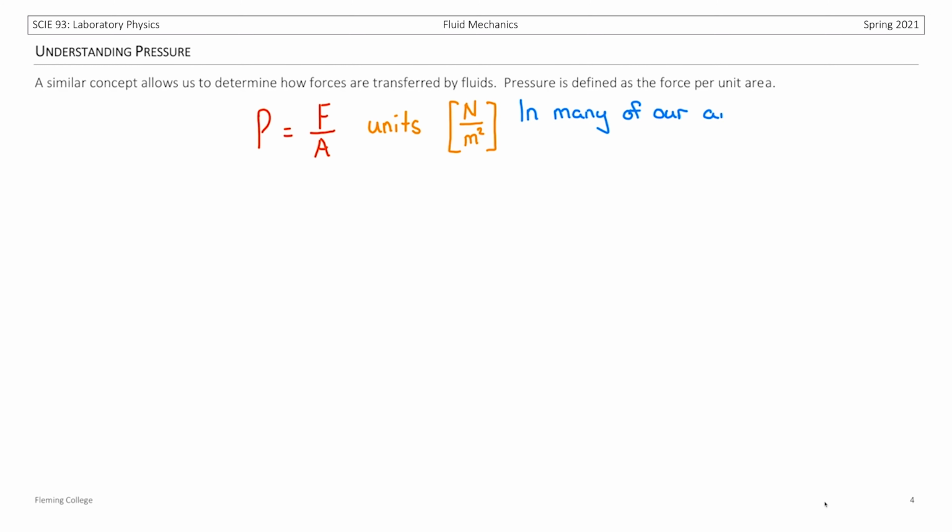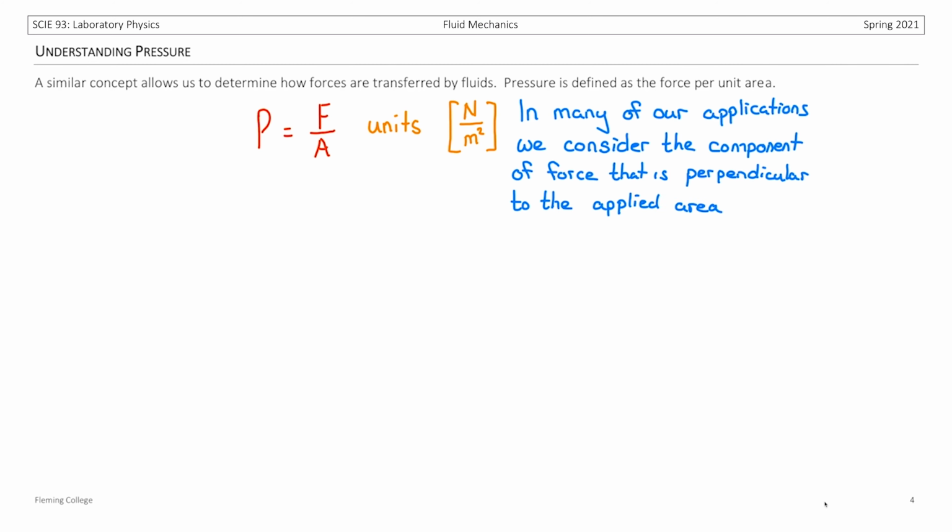In many of the applications that we work on, we'll consider the component of force that is perpendicular to the applied area. This means we only want the amount of force that's pushing into or out of the surface. This unit of newtons per meter squared is going to be referred to as a Pascal. So the units of pressure are pascals, and 1 newton per meter squared is equal to 1 Pascal.